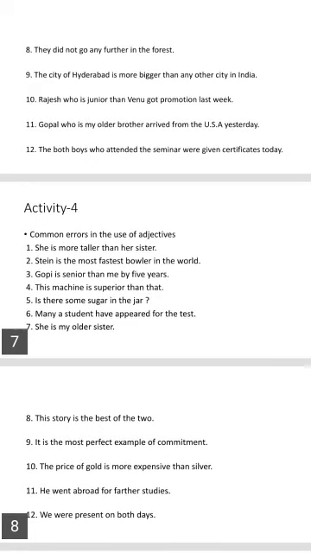So in place of best, we have to use better. Sachin is the better of the two players, not best of the two players, but better of the two players. That is the correct sentence.